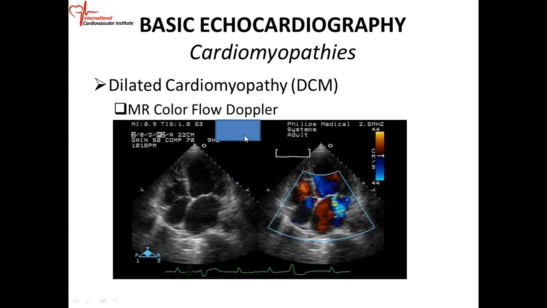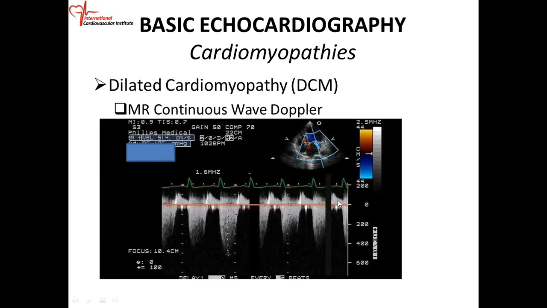Again, as we said, when you have a dilated cardiomyopathy, the mitral annulus is stretched, the mitral valves do not coapt properly, and you get some amount of mitral regurgitation. All right, you're going to get some amount of mitral regurgitation. So very important. And then when you do your continuous wave Doppler, you can quantify your mitral regurgitation.